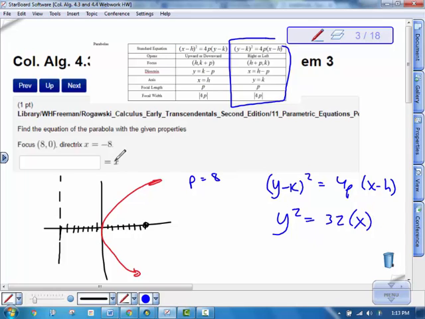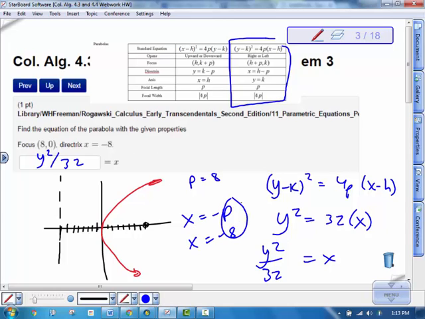But they want this solved for x, so I'm going to divide both sides by 32. So if we solve it for x, we get x equals y squared over 32. That's what I put here. And if you're not sure that p is 8, the distance from the focal point to the vertex, or directrix to vertex, you can always find that by using what's here, because they say the directrix is the line x equals negative p if h is 0, which it is. So compare that to x equals negative 8, you can see that p is 8. So that's what goes right here.